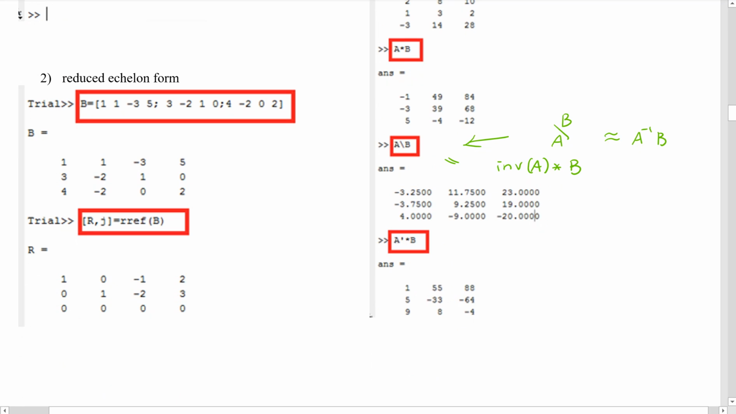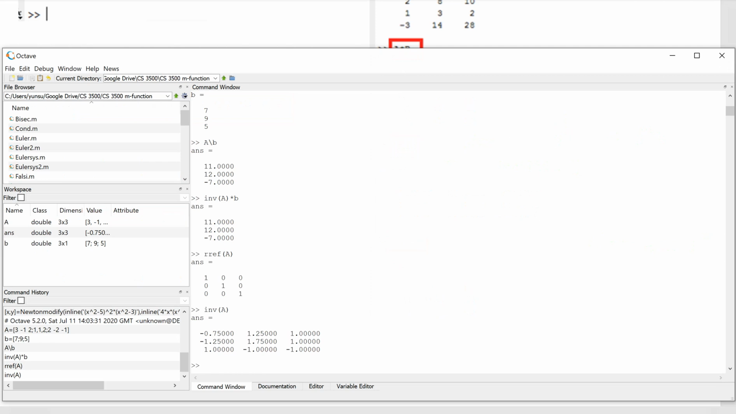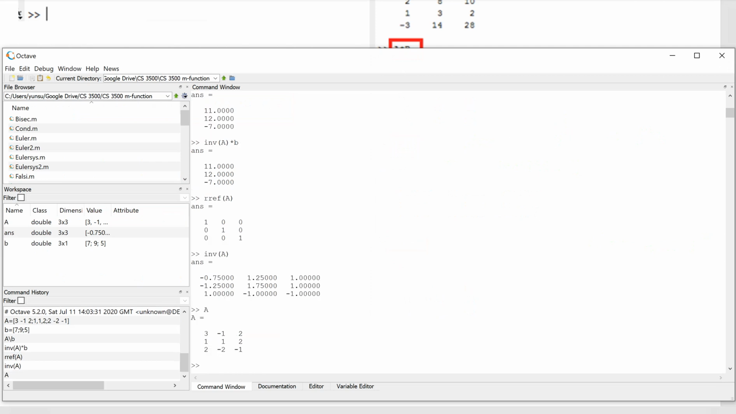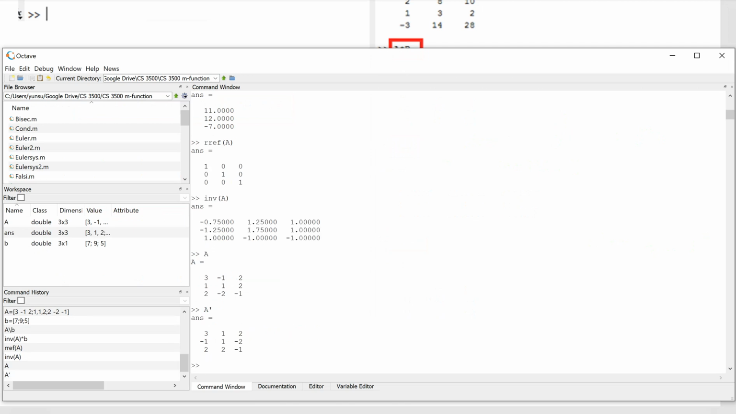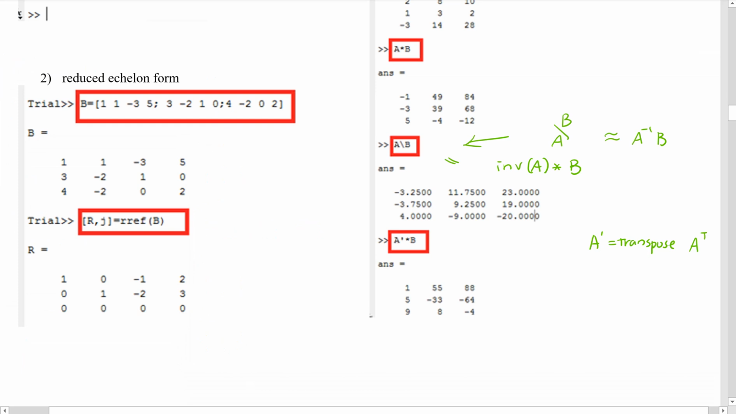And here, A prime is actually the transpose. Usually we use A T to denote the transpose, but in MATLAB we use A prime. So this is the transpose of A times B. So far so good? We can also check right here. You know A, right? We can type A again. That's A. Then A prime, you can see, is the transpose. This 2 is now right here, and negative 2 is right there. So A prime is the transpose. So far so good, everybody?